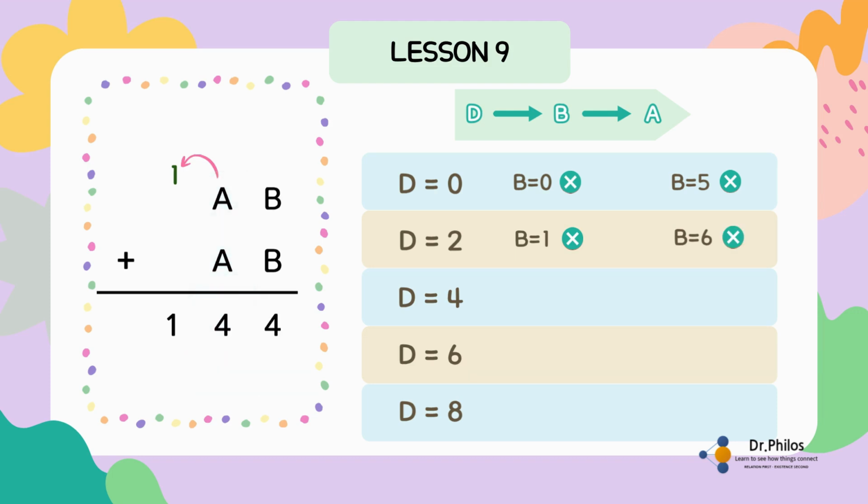If D is 4, B is 2 or 7. If B is 2, A is 7. If B is 7, the tens place D becomes an odd number, so that doesn't work either.